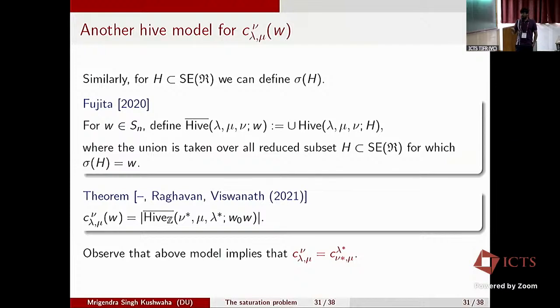Then we also get another characterization: c(λ, μ, ν; w) is equal to the number of integral points of the Hive-bar. Notice that here these things are changed: this is ν*, μ and λ*, and w0 w. And from this we also observe this inequality. So this is another characterization, another way in terms of dual Kogan faces. We have a model for this refined LR coefficient.